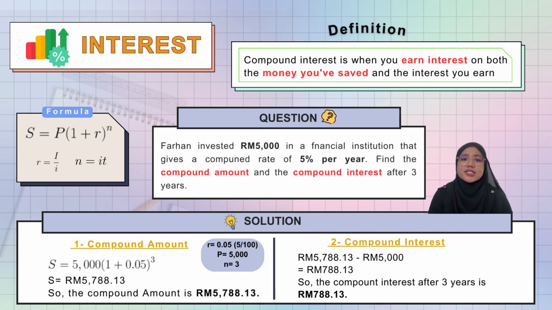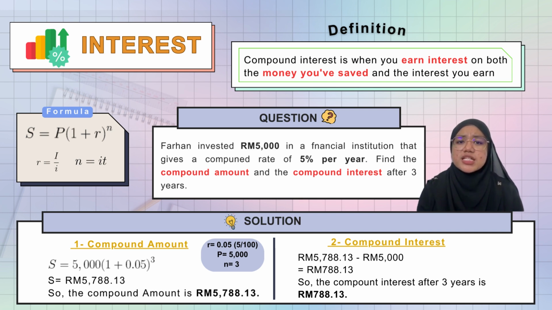Okay, next we will see the question. Farhan invested 5,000 in a financial institution that gives a compound rate of 5% per year. Find the compound amount and the compound interest after 3 years. So this question asks two things, which are compound amount and compound interest after 3 years. Let's solve the compound amount first. What we need to do is identify what is P, R, and n. 5,000 is P, and we don't have to find n since it's given as 3. We only need to find R.